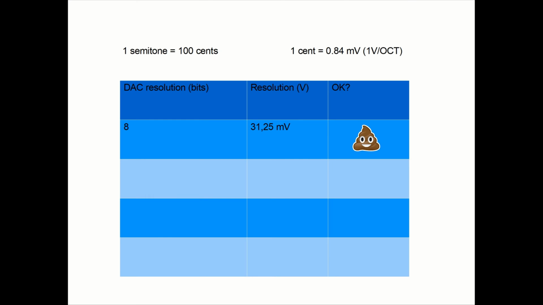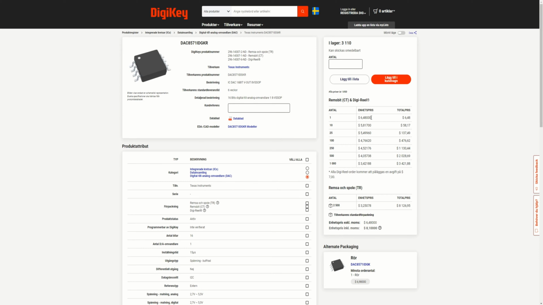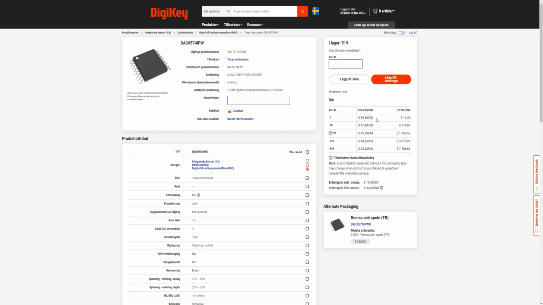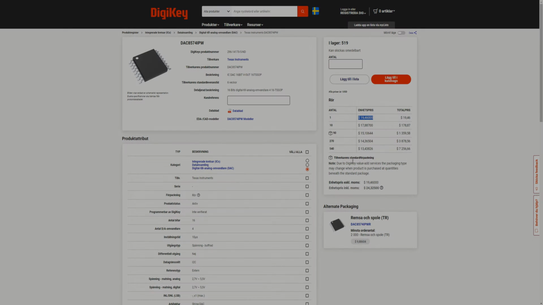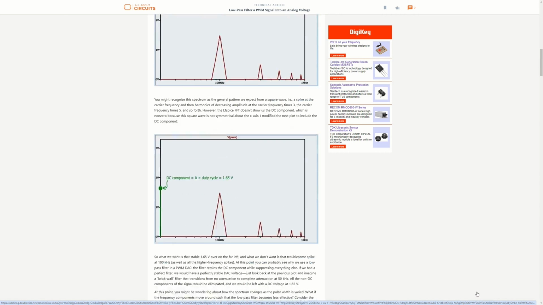As you can see in the table, the 8-bit resolution isn't good enough. 12 bits are kind of okay, but to be able to calibrate the DAC within plus minus 1 cent, you will need 14 or 16 bits. The DAC doesn't have to be especially fast, but it has to have good resolution. Now, a 16-bit DAC isn't cheap, and if you want to have more than one channel, it's starting to get really expensive. But there are ways around this that will give you a decent result without breaking the bank.